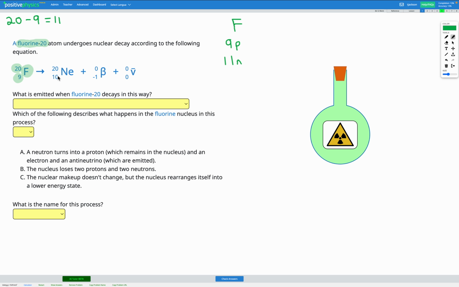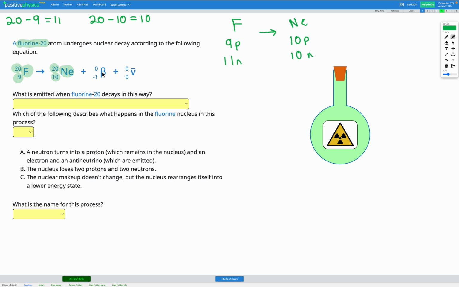The fluorine turns into neon, which has an atomic number 10 and a mass number 20. So we've got neon. Atomic number 10 means we've got 10 protons. We've still got a mass number of 20. So 20 protons and neutrons together minus 10 protons, that gets us 10 neutrons. So we've got 10 protons and 10 neutrons in our neon atom.